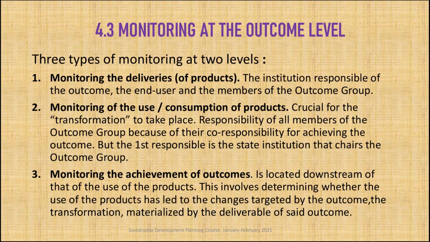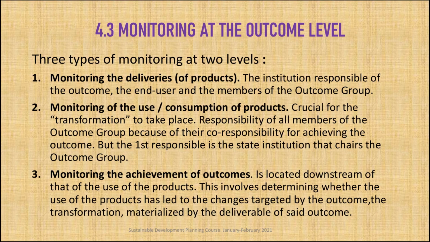The second type of monitoring is the monitoring of the use, the consumption of the product. That's crucial for the transformation to take place. It's the responsibility of all members of the outcome group because of the core responsibility for achieving the outcome. But the overall responsible is the state institution that chairs the outcome group.